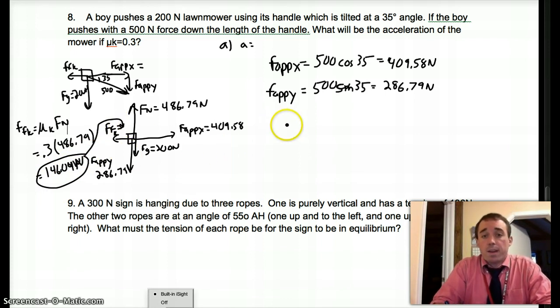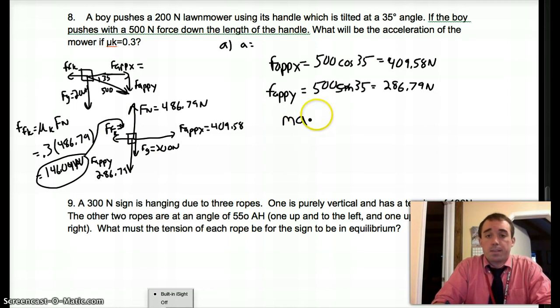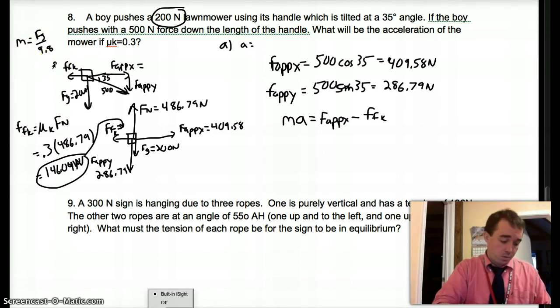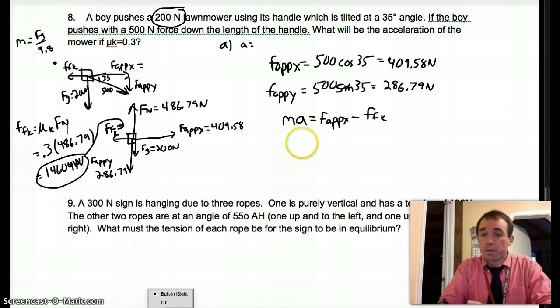Alright, so we're trying to find the acceleration. We know that mass times acceleration equals the net force, and the net force equals our total right, which in this case is just the FAPPX, minus the total left, our FFK. Our mass we don't know, but we know the weight is 200, so mass is FG over 9.8. FG is 200, so our mass is 20.41 kilograms. I know I'm going fast on this one, so you can replay it as many times as you need to. That's the nice thing with these screencasts.